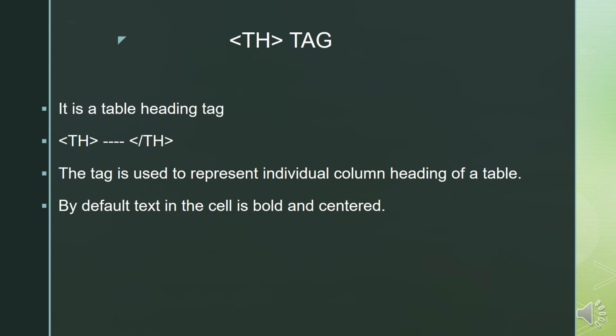The other component is the TH tag. TH tag is termed as the table heading tag. It has a start as well as an end tag. The tag is used to represent an individual column heading of a table. By default, the text in this cell is bold and centered.